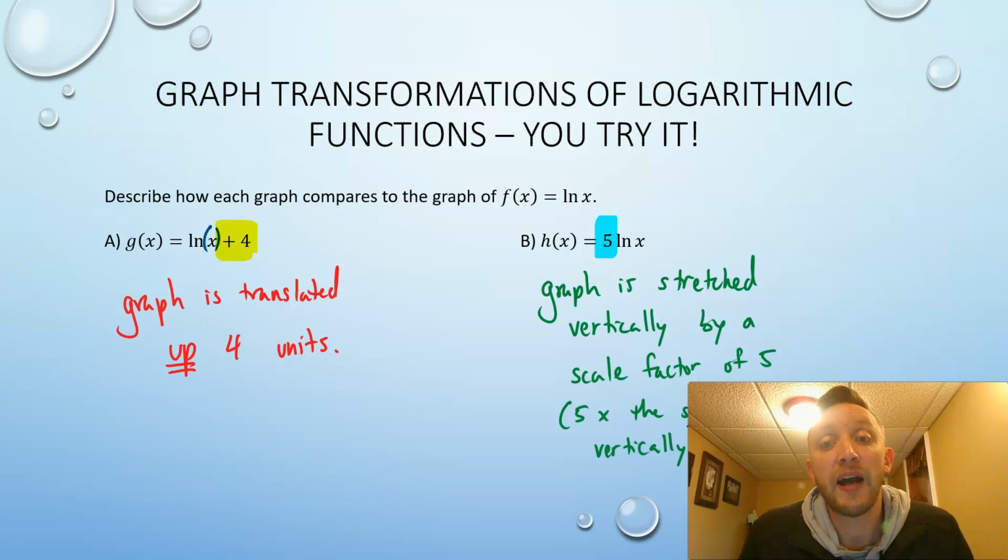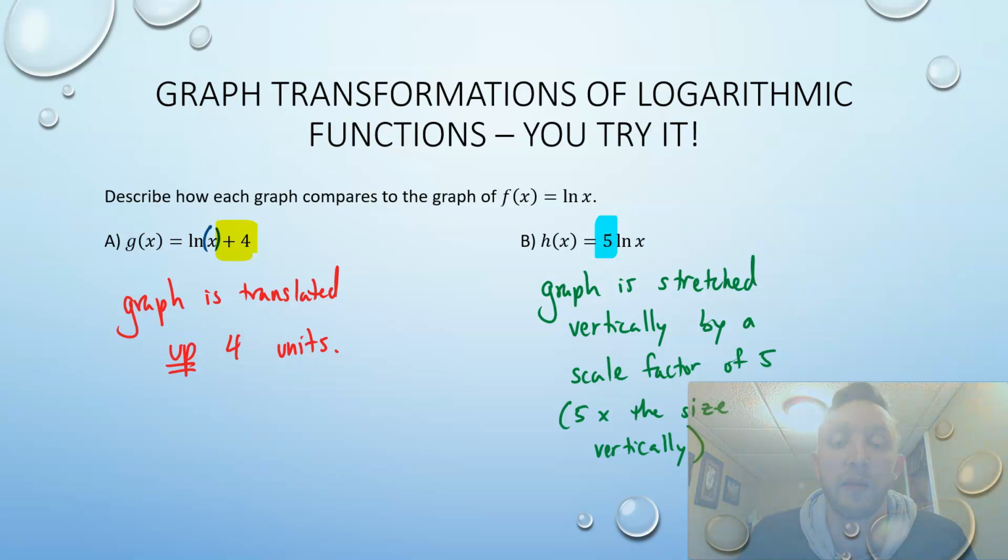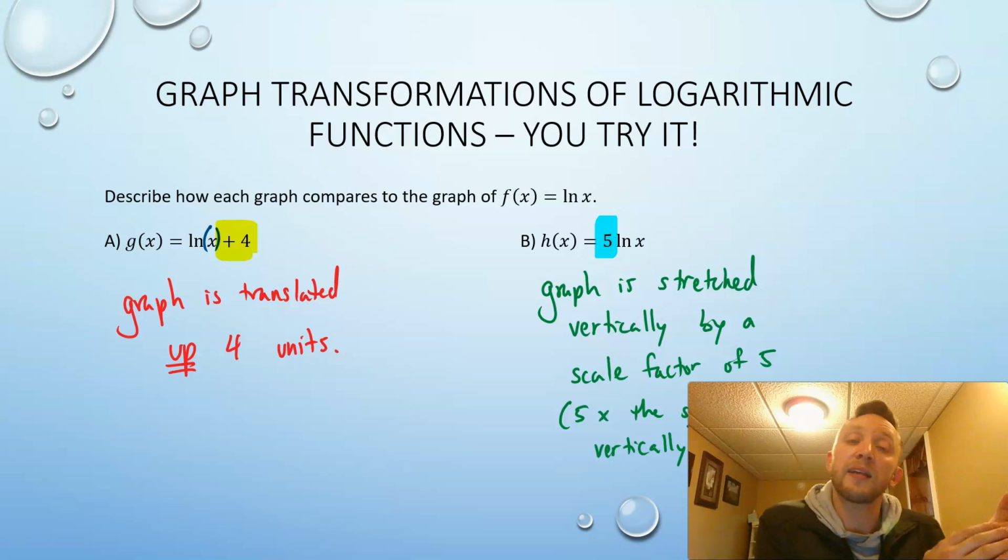All right, let's look at the second one. The second one, we have 5 times the natural log of x. Remember, we talked about scale factors in the past. So this 5 means that it's going to be stretched. Now, there's a couple ways you could have described it. You might have said that it's being stretched vertically by a scale factor of 5. That would be correct. Or even if you just said that it's 5 times the size vertically, that would be acceptable as well. So hopefully you at least got that first one and maybe even got that second one by remembering what we've done in the past with scale changes.